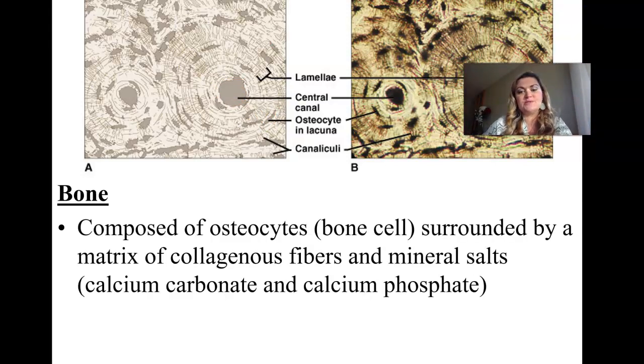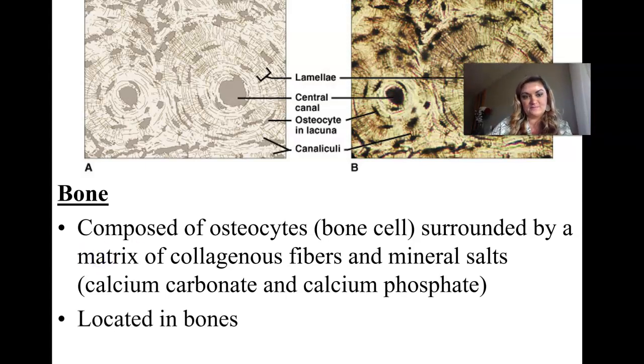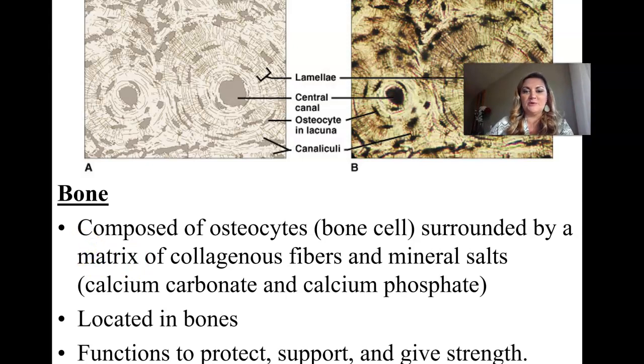So bone's going to be composed, like we said, of the mature bone cell, which is going to be the osteocyte. It's surrounded by a matrix of collagenous fibers, and then they're going to have mineral salts placed on them. So that's what's actually going to make it hard. If you don't have those collagen fibers there, there will be nothing to place that actual hard part of the bone onto. And that's actually going to be made up of calcium carbonate and calcium phosphate. And of course, located in the bones. And the function of the bones is to protect, to support, and to give strength.